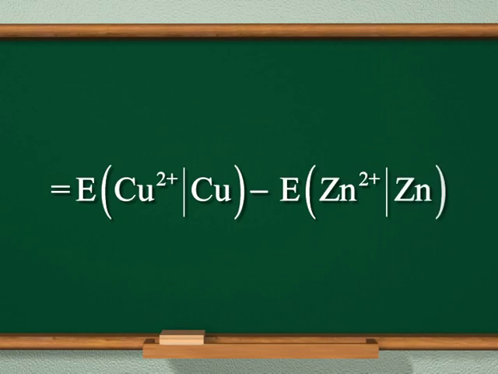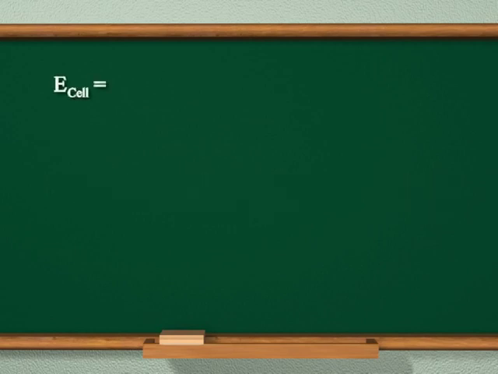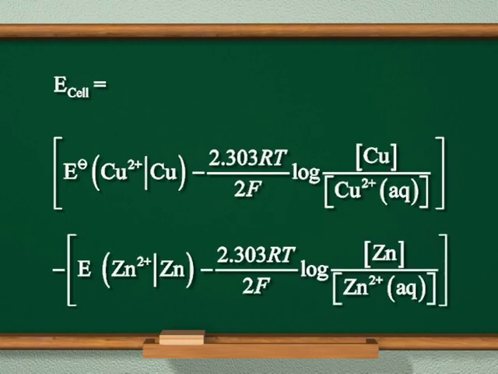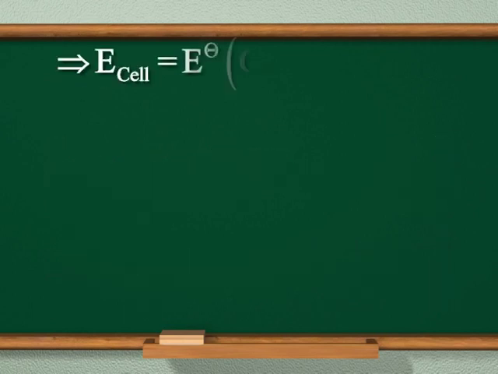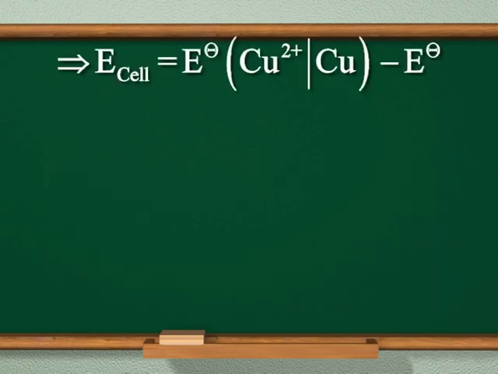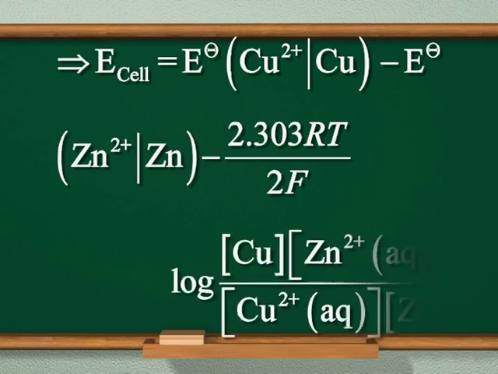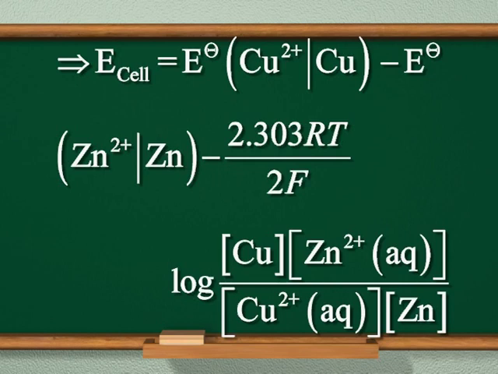Substituting the values in the equation shown on the screen, we get EMF of the cell as equal to EMF of copper half cell minus EMF of zinc half cell. This can also be represented as EMF of the cell is equal to standard electrode potential of copper minus standard electrode potential of zinc minus 2.303 multiplied by R multiplied by T divided by 2F multiplied by log of concentration of copper metal multiplied by concentration of zinc ions in aqueous phase divided by concentration of copper ions in aqueous phase multiplied by concentration of zinc metal.